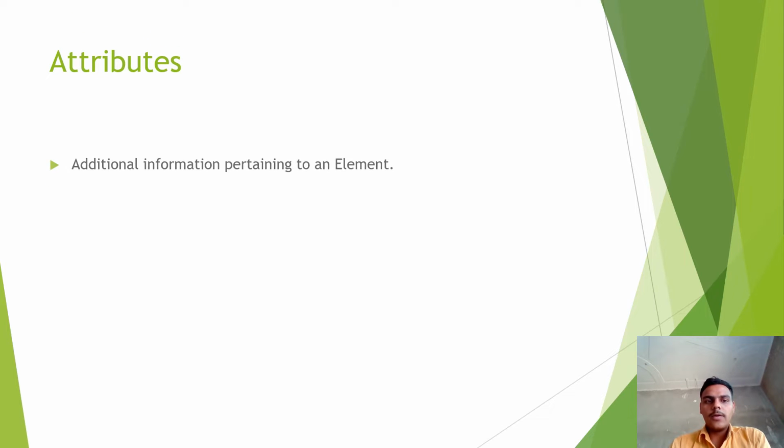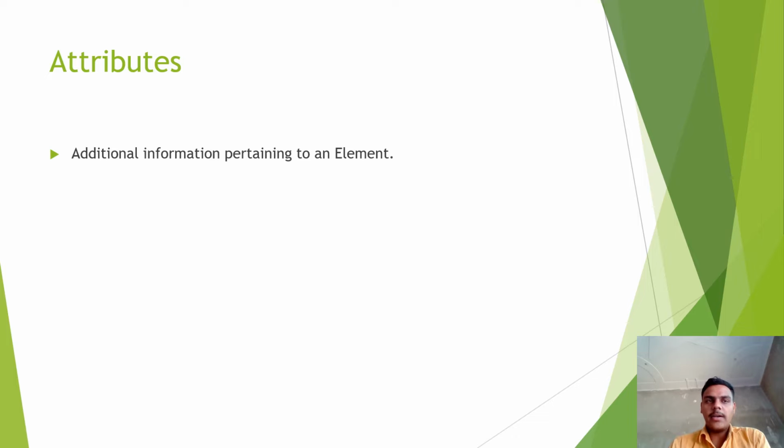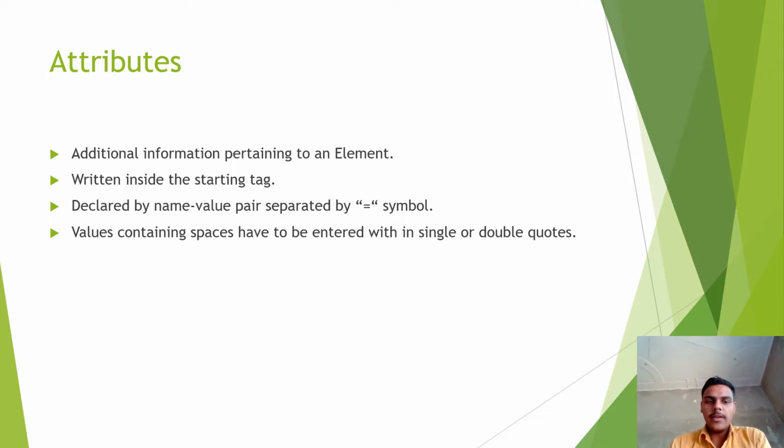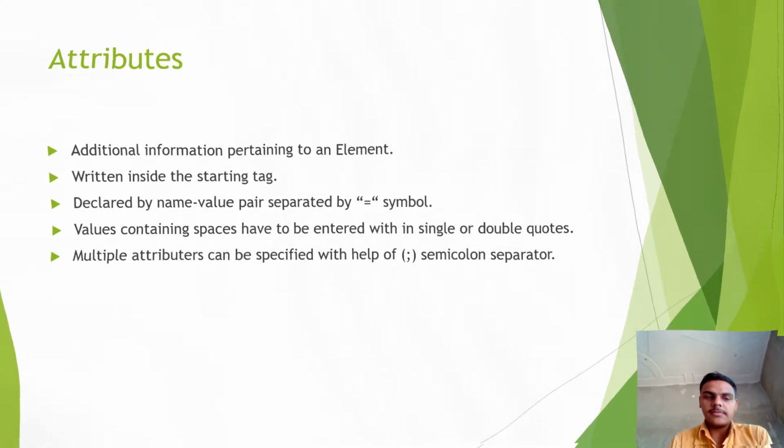Attributes. What does a basic attribute mean? An attribute is additional information of an element used inside the starting tag, declared by a name-value pair separated by an equals sign. A value containing spaces has to be entered within single or double quotes. Multiple attributes can be specified with the help of a semicolon separator.